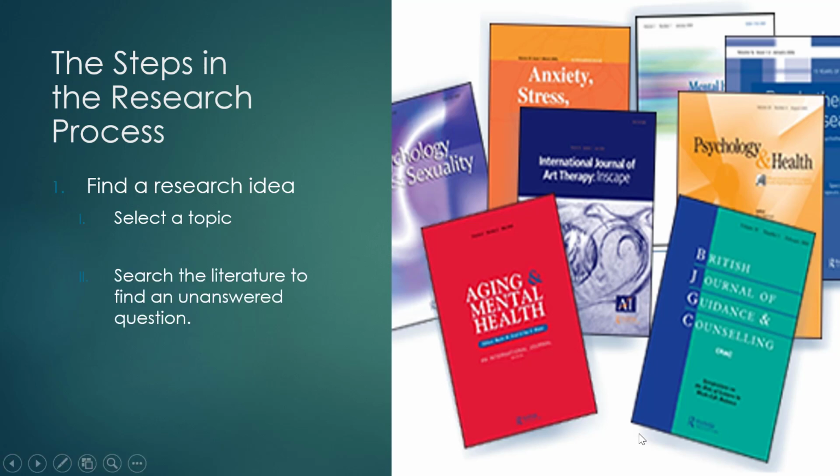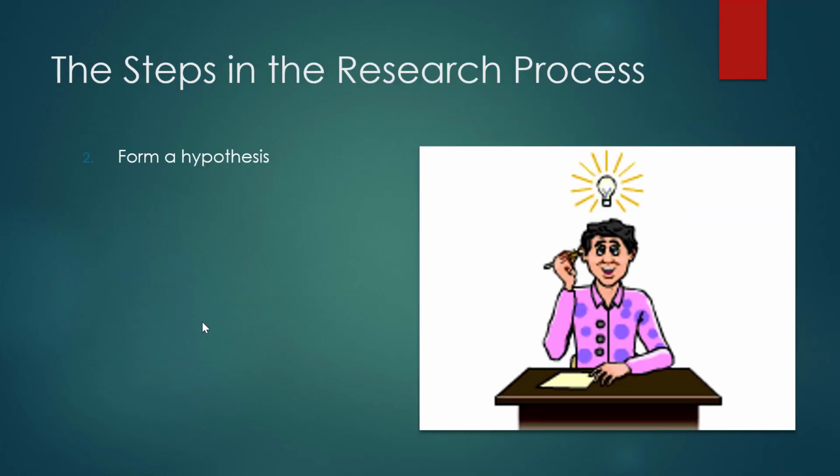And then you'll search the literature for an unanswered question. So if you have a topic that you know and you already have a research question, great. If you don't, you can look through the literature and you can see if there's some sort of unanswered question. And we'll talk again more next week about how to do that. And then after you have that, you'll form a hypothesis.